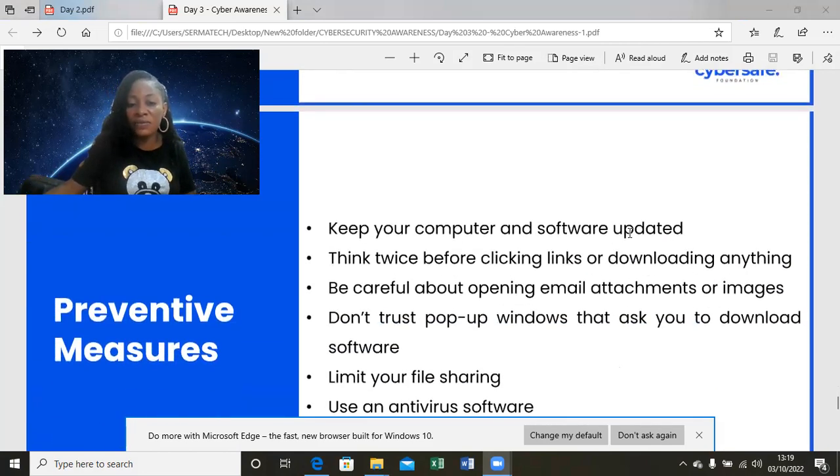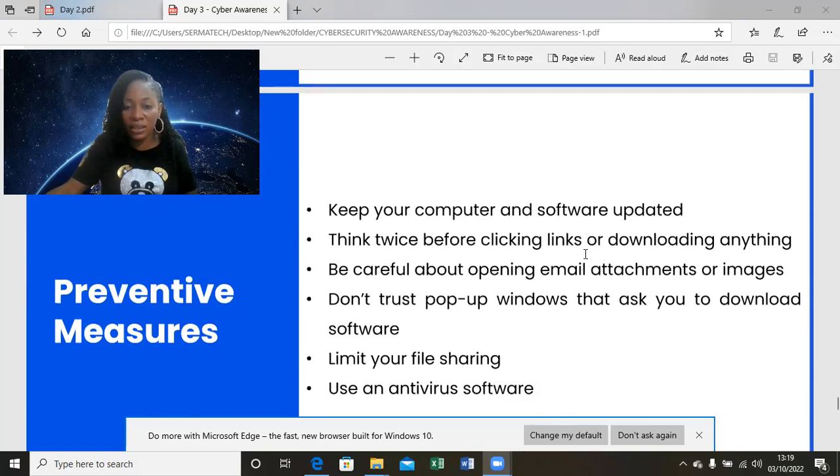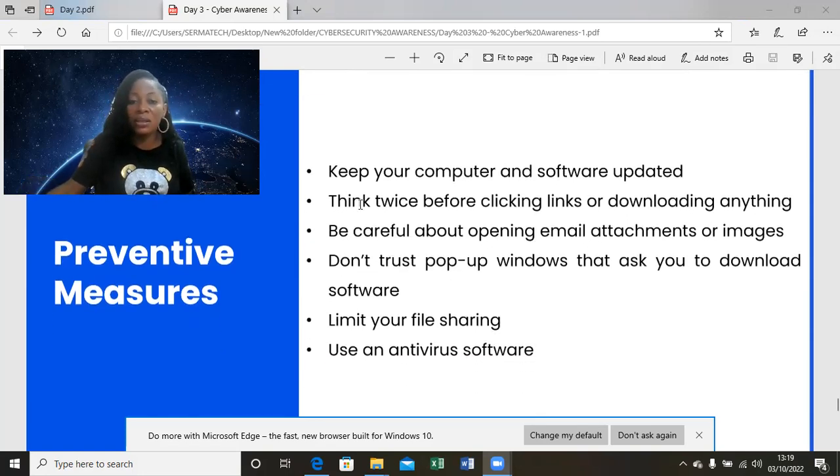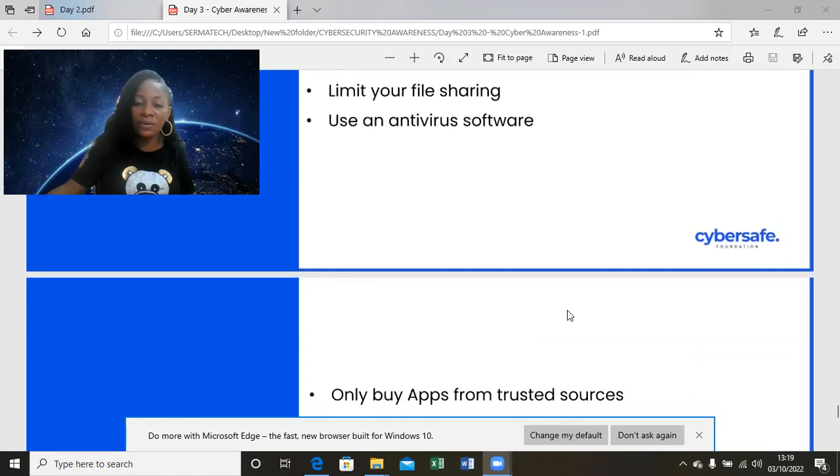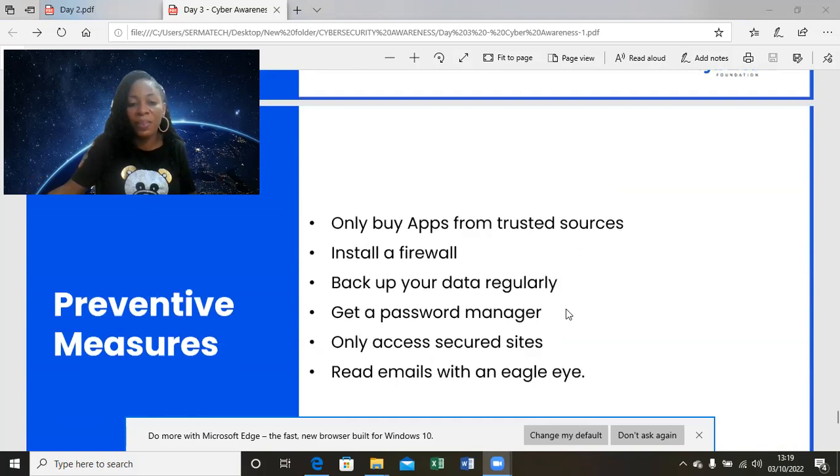Now, preventive measures, how to prevent your system from malware attacks. Keep your computer and software updated at all times, constantly. Think twice before clicking links or downloading anything. Be careful about opening email attachments or images. Don't trust pop-up windows that ask you to download software. Limit your file sharing, and then use an antivirus software.